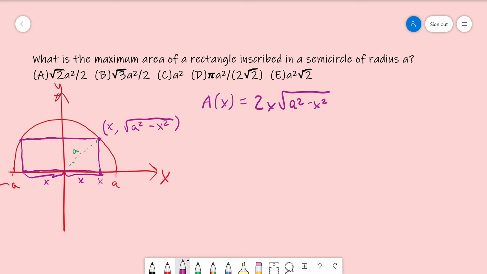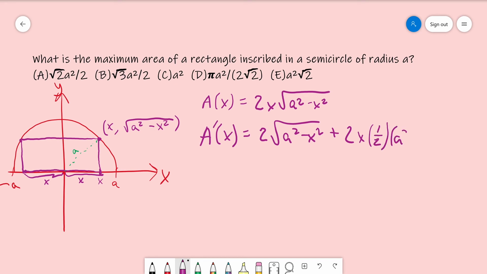So our derivative is going to be, we'll use the product rule here. The derivative of 2x is 2 times the square root of a squared minus x squared, plus 2x times the derivative of the square root of a squared minus x squared. We're going to have to use the chain rule, so that's going to be 1/2 times a squared minus x squared to the negative 1/2 times negative 2x.